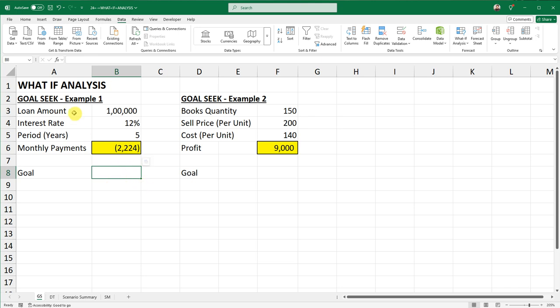I have two examples. The first one is, for example, we are getting a loan of 1 lakh rupees and the interest rate is 12%. The time period is in years, which is 5 years. First we need to derive a monthly payment, that is, how much will be paid to a bank in order to return the loan which we are acquiring today as a present value of 1 lakh rupees.